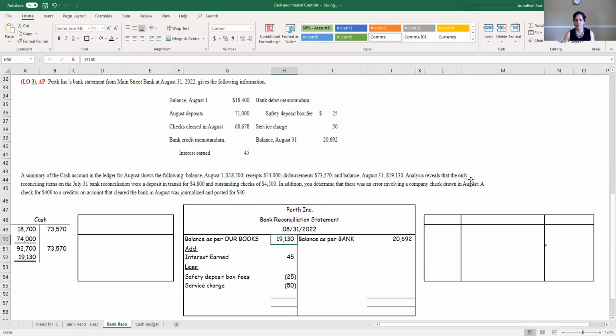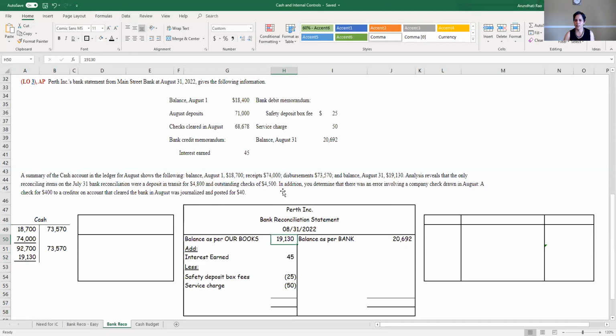An analysis reveals that the only reconciling item on the July 31st bank reconciliation, we are in August, which means this was last month's bank reconciliation, is that we have $4,800 deposits in transit and checks outstanding are 4,500. This is from last month. I've not been given information for the current month, and that's the number I need to work out.